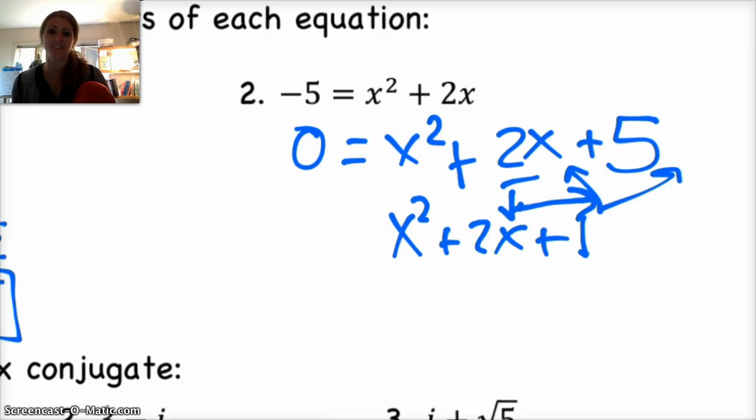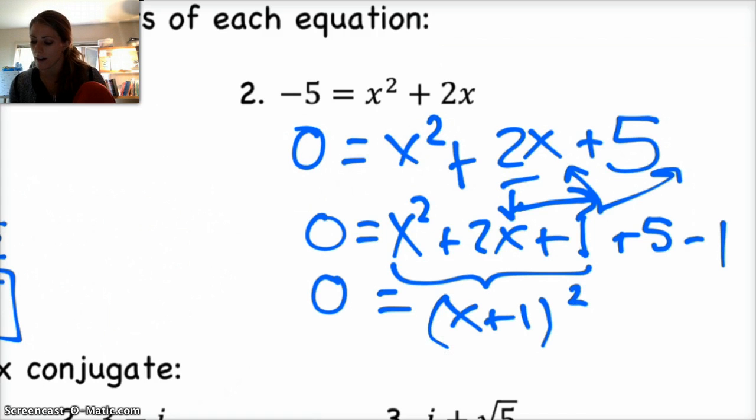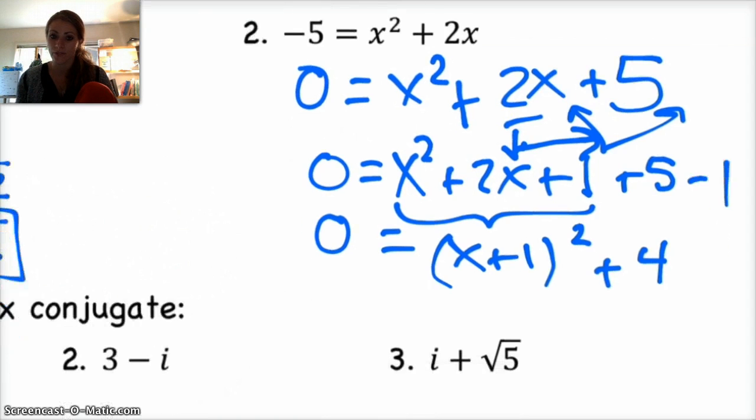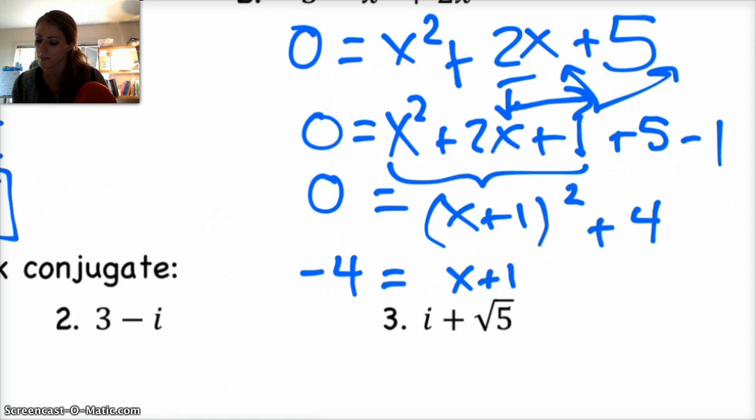Plus 1, so you add 1 in, and then I need to do plus 5, and I need to subtract out 1. So that equals 0, and I get 0 equals... This first part factors to x plus 1 squared plus 4. So now you can subtract the 4 to the other side. So I get negative 4 equals x plus 1 squared. Take the square root of both sides.